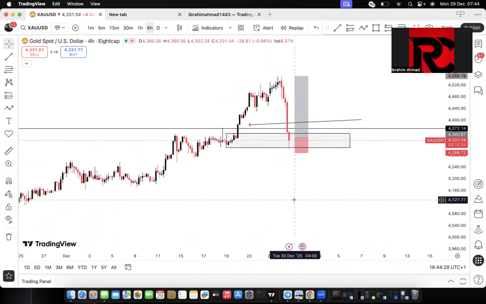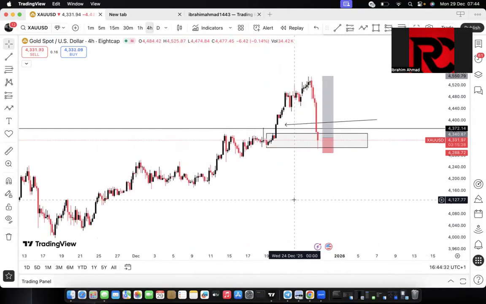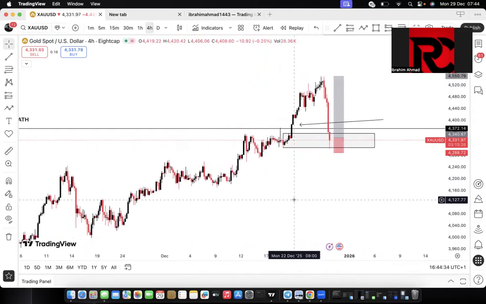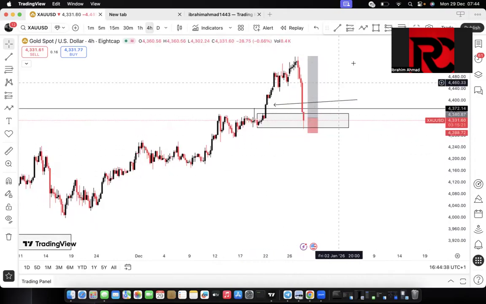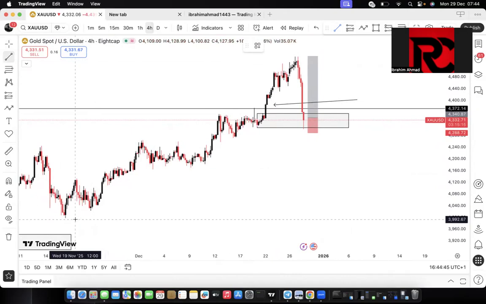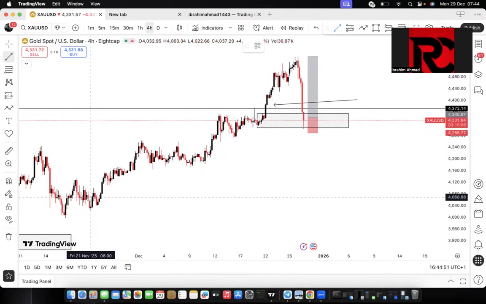Next, we are getting more confirmations for our buy trade. We already know the price is bullish, so we're just refining to make our entry more clear. Next thing we need to check, as you can see, is that price is already forming higher highs and higher lows on this 4-hour time frame.